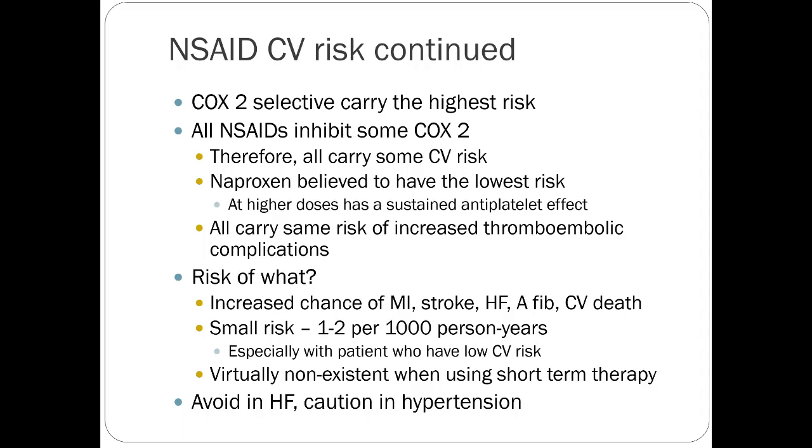So what is the actual risk? Stroke, MI, heart failure, AFib, CV death, and the risk is really small. It's like 1 to 2 per 1,000 person years. And especially if a patient has low CV risk and they're taking it for short-term or PRN therapy, the risk is essentially 0. So don't let this scare you from prescribing them. Just know that for people with high risk cardiovascular or neurovascular, like stroke, be the other thing to throw in there too, those would be people to maybe not use NSAIDs in regularly. All right.